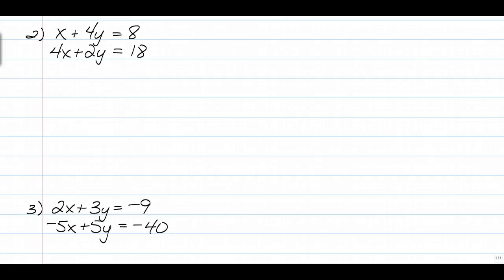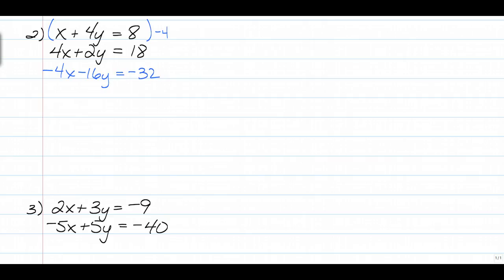Okay, so for this first one, we can easily turn a positive 1x into a negative 4x to get an opposite of a positive 4x. Or we can multiply the bottom one by a negative 2 to turn a 2y into a negative 4y. Either way, it does not matter. So I'm just going to multiply the top one by a negative 4. And that's going to give us a negative 4x minus 16y is equal to a negative 32.